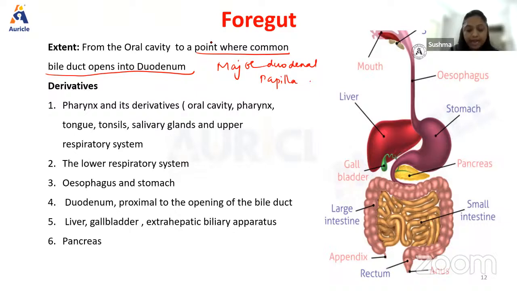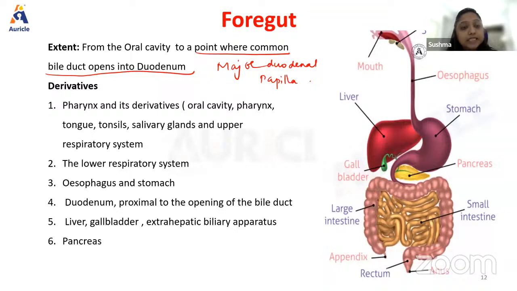The foregut actually extends from the oral cavity to the major duodenal papilla. Okay, but there is a difference here. There is something called the ligament of Treitz. What is this ligament of Treitz?